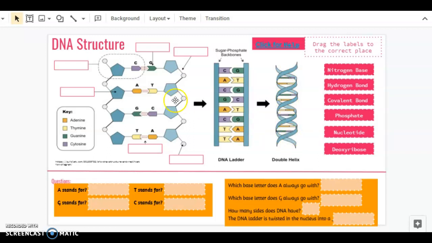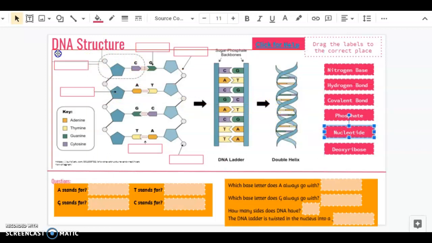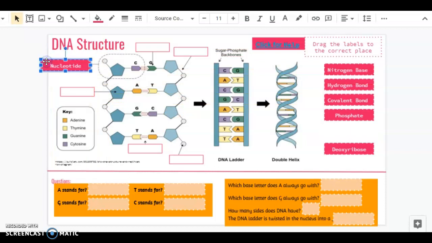So let's get started. This circle surrounds the repeating subunit that makes up DNA. That repeating subunit is called a nucleotide. So grab the nucleotide label and pull it across. Now that nucleotide, which repeats here 8 different times, has 3 parts in it. The circle part is the phosphate group.